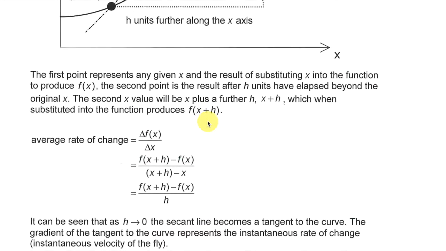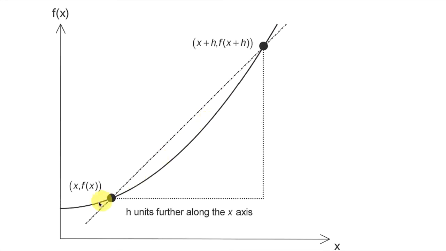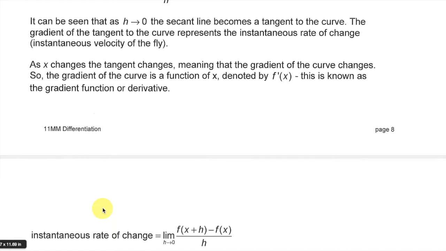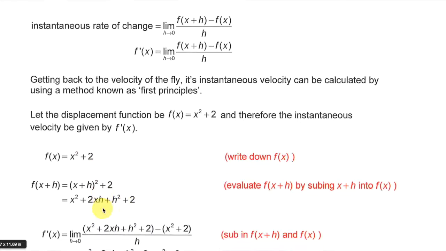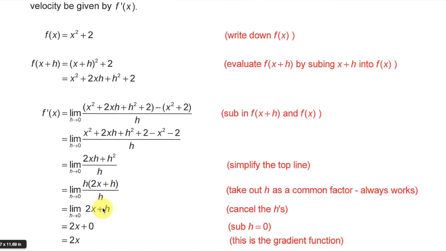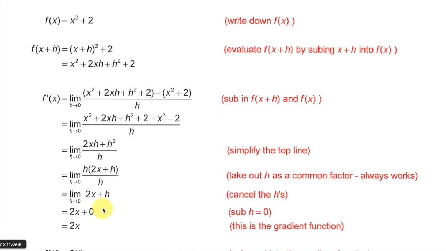Getting back to the fly situation, if I'm after the instantaneous rate of change here, I'm basically working out the average rate of change as h approaches 0, so as this dot gets moved over the top of that dot, because then the secant will in fact become a tangent line at that point. So that's fairly heavy, but the process of evaluating it isn't too bad. It takes a little bit of work.